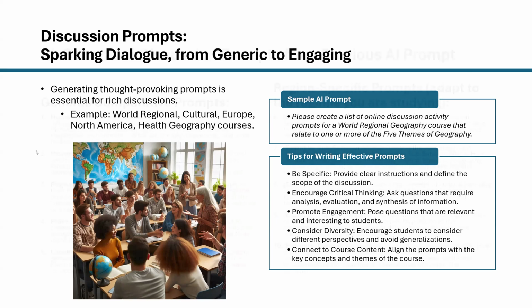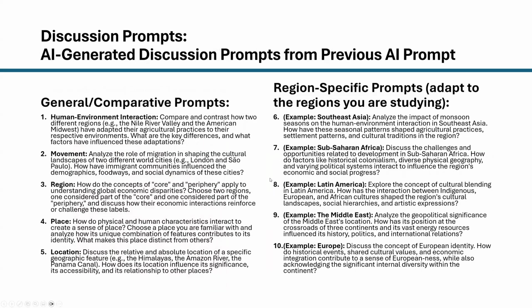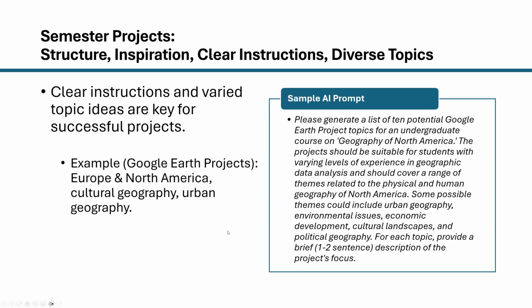So anyway, with this prompt, the results that I got were these. I mean, it's a lot of text on the screen, but it's giving you examples. It generated this all with one response. It said, okay, here are some general prompts based on the five themes of geography. And then it also gave a list of region-specific prompts that intersect with one or more of the five themes of geography. And then, of course, you'll have access to these later, so you can go back and look at these in more detail.